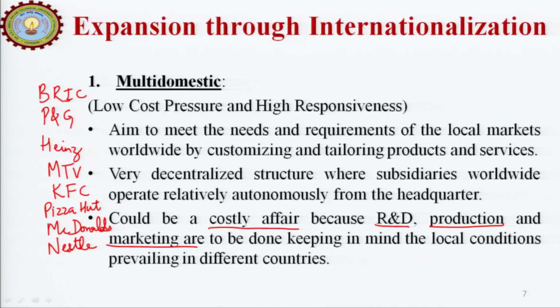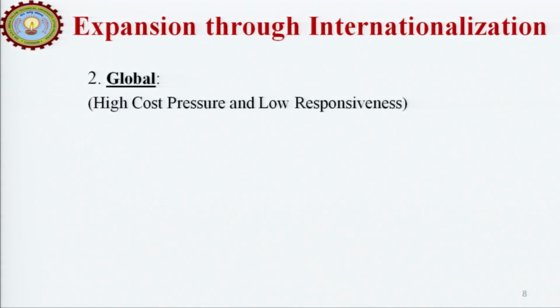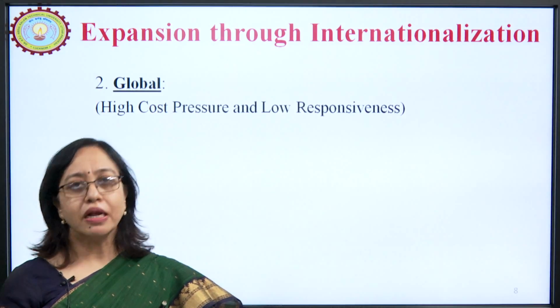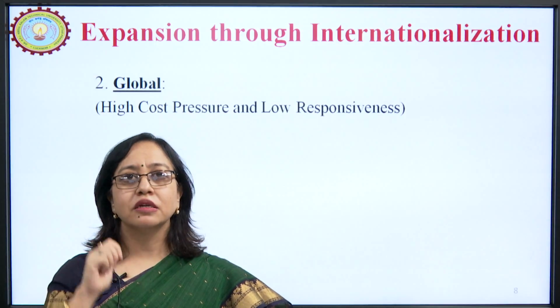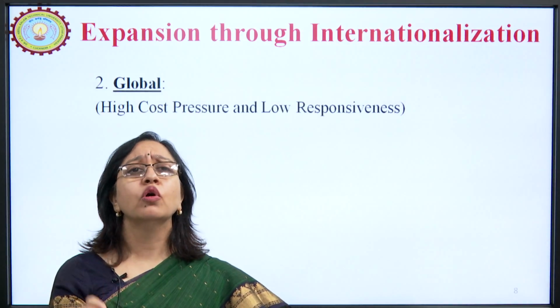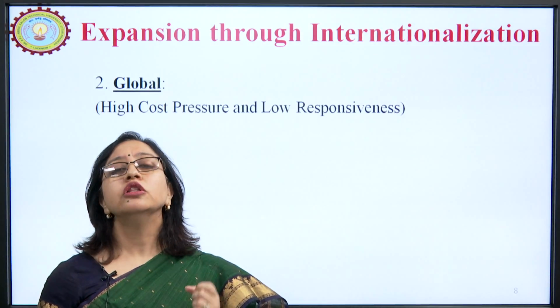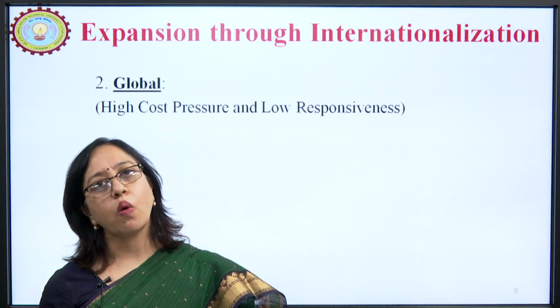So this multi-domestic strategy, I hope it is clear to you, and it was introduced basically by European companies. You know, Europe is a mix of cultures and countries. So, initially it was used by European countries to market their products in different parts of Europe. Then we come to the second strategy, that is the global strategy. Global strategy is just the opposite of the multi-domestic strategy. Here, there is a lot of pressure on the company to keep the cost down, and it does not want to cater to the local preferences or the local requirements, right?